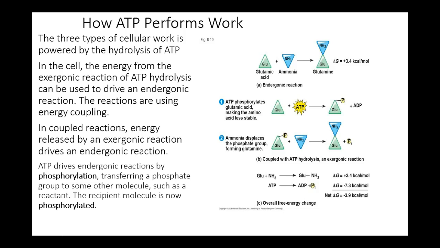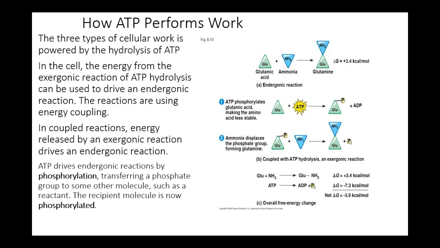The chemical how ATP performs work in the cell: the energy from the exergonic reaction of ATP hydrolysis, so breaking off that third phosphate, can drive endergonic reactions by using this concept of coupling. Coupling reactions: an exergonic reaction releases energy. That energy then is put into a reaction that is non-spontaneous so that it can proceed forward. We consider that an endergonic reaction.